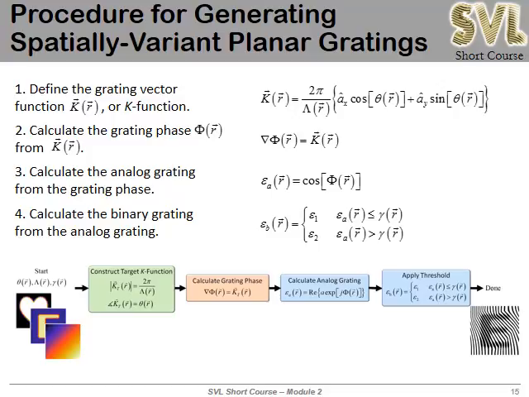So it's k function, grating phase, analog grating, binary grating. K phi analog binary, and that's how we remember it. And there's a block diagram of this on the bottom. And we'll always apply those 4 steps to generate spatially variant planar gratings.